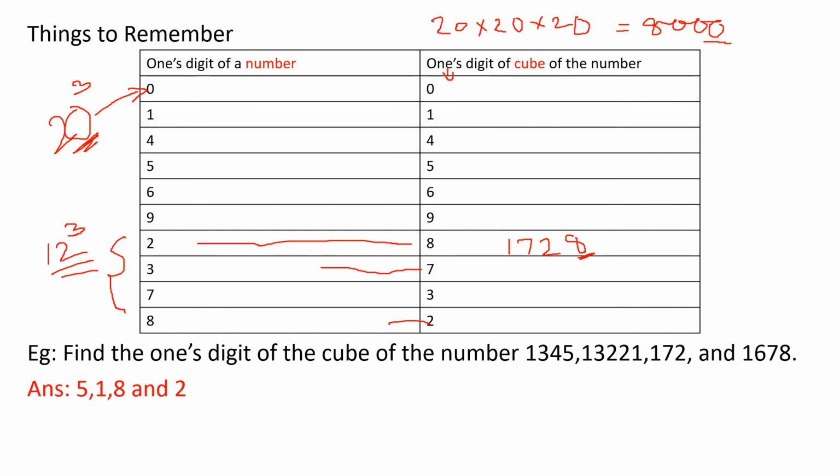Okay, now example. Find the ones digit of the cube of the number 1345. Here the number ends in 5. So the cube also ends in 5, right? Look here. 5 means 5. 1 means 1. 2 means 8. Just now we have seen. 8 means 2. Look here: 5, 1, 8, 2. If you want, you can check this table.